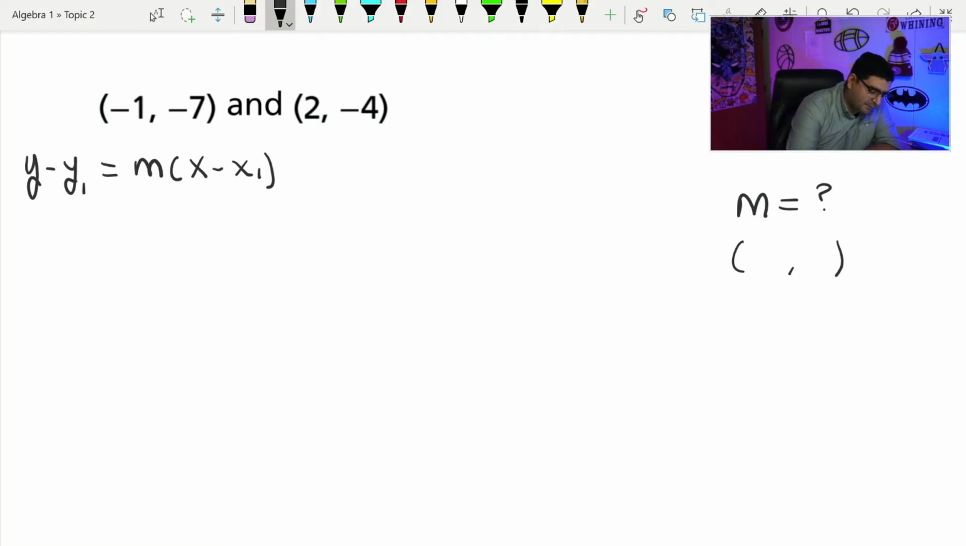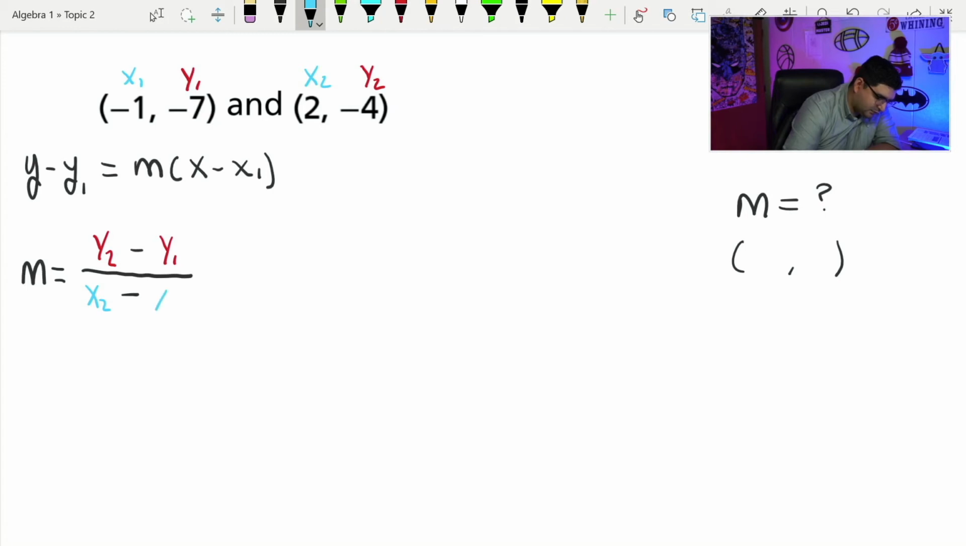Okay, I'm going to label my points again. First point is x1, y1. Second point would be x2, y2. And again, we're going to use that same slope formula we used in the last one, which was y2 minus y1 over x2 minus x1. And let's go ahead and plug these values in.